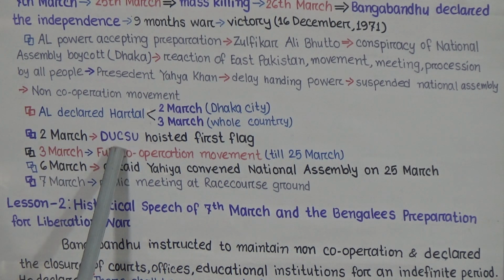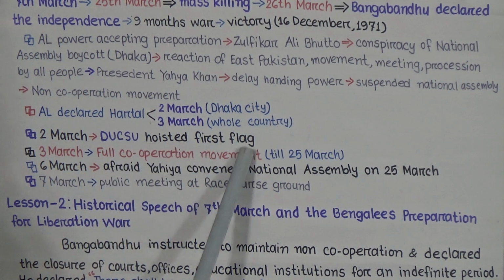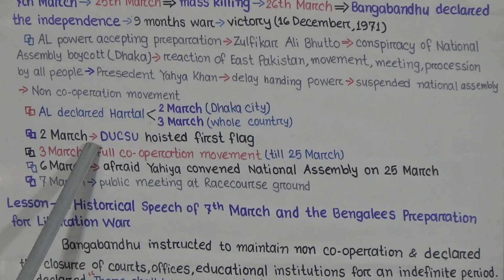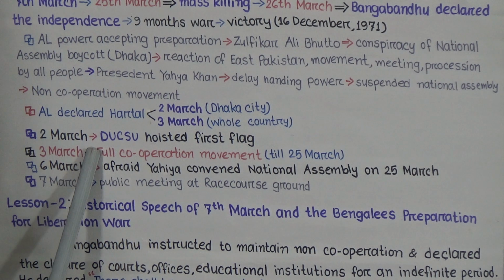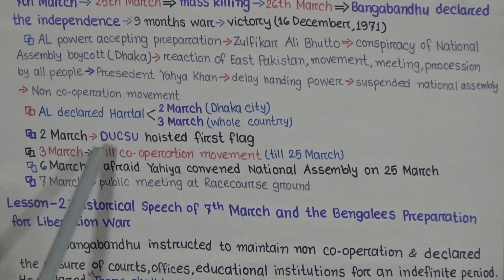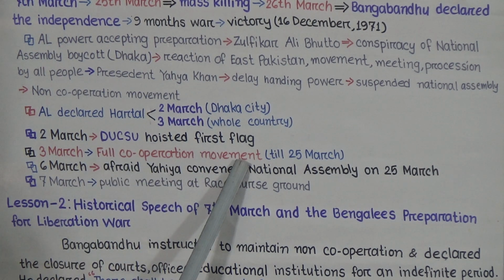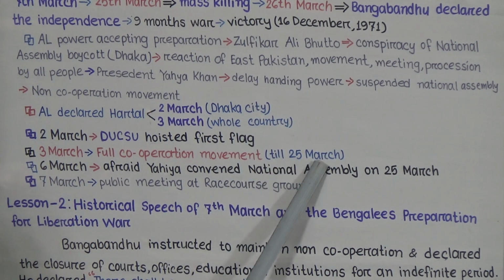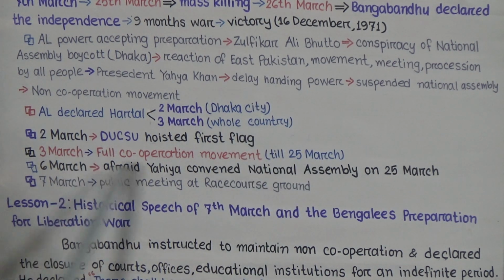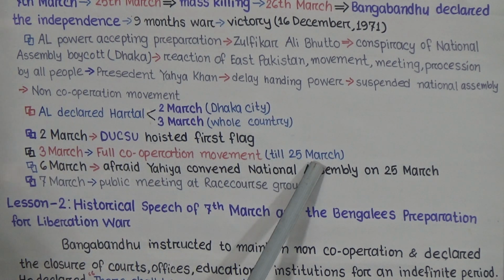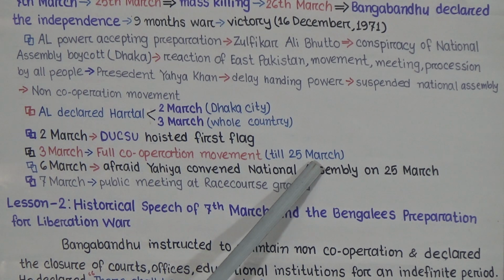And on 2nd March, DACSU, that means Dhaka University Central Students Union, hoisted the first flag. This is most important: the first time we hoisted a flag of our own was on 2nd March. And on 3rd March the full non-cooperation movement started, and it continued till 25th March.